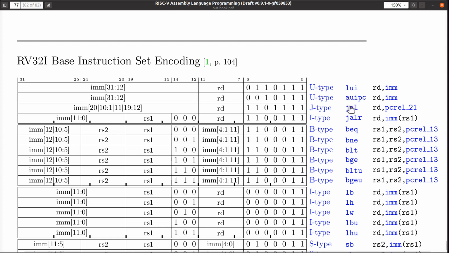So we just talked about the top two. JAL has this funky PC-rel21. We'll talk about that later. JALR obviously has a base displaced addressing mode over here.